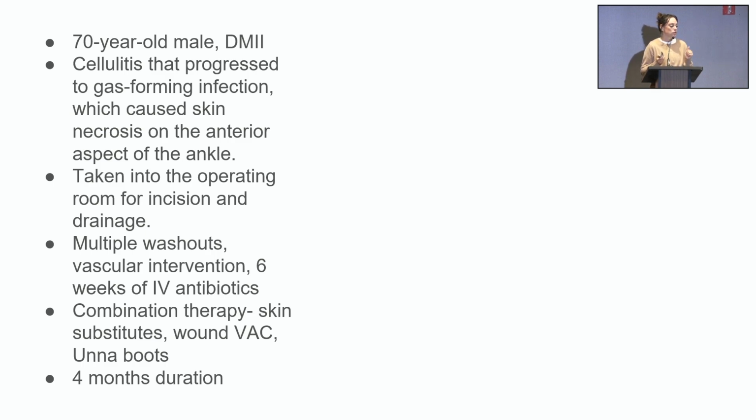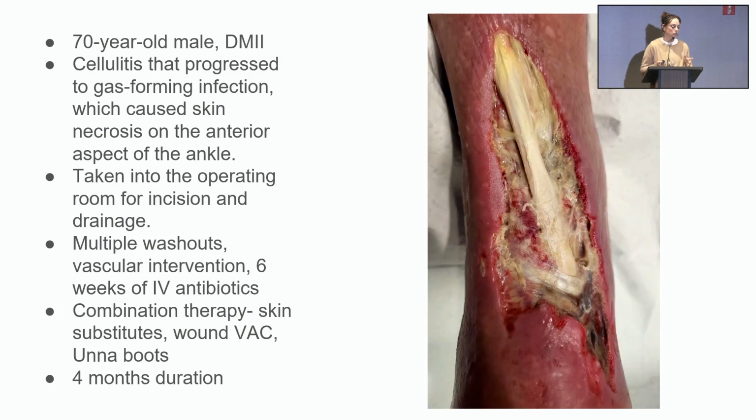So this is a 7-year-old male, he had cellulitis, went on to gas-forming infection and an anterior wound, basically. So that was him after the first debridement. You can see his tibialis anterior tendon is completely exposed. And he had multiple washouts, vascular intervention, 6 weeks of IV antibiotics, and then a combination therapy using skin substitutes and wound vac, in addition to also Una boots. And this took 4 months of duration for this to get there, but I'll show you some cool pictures.